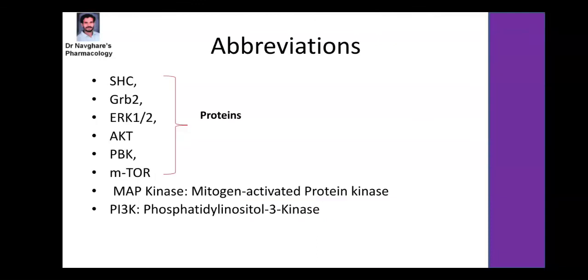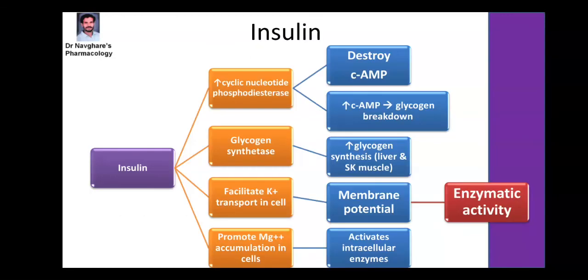So these are certain abbreviations used in the previous mechanism. So this is the action of insulin. Firstly, insulin increases cyclic nucleotide phosphodiesterase. That is the enzyme responsible for destruction of cyclic AMP.